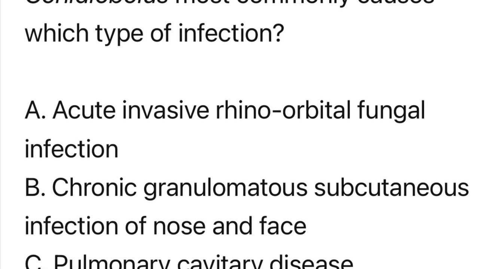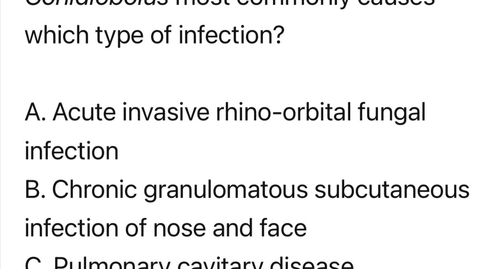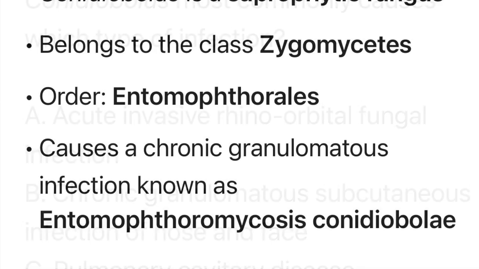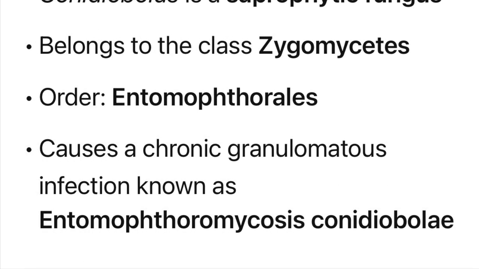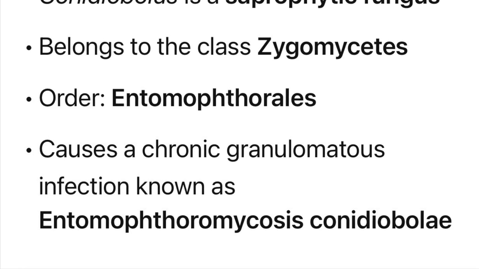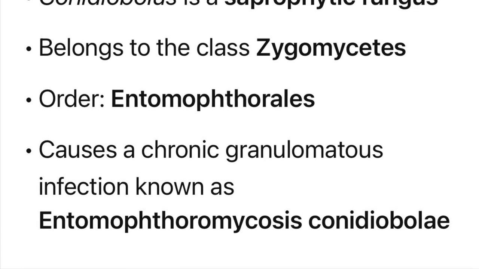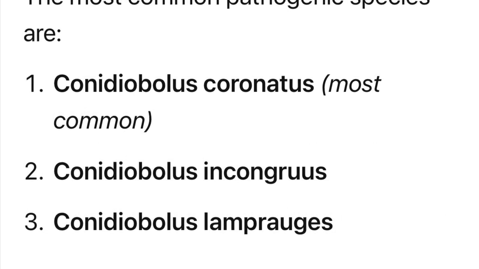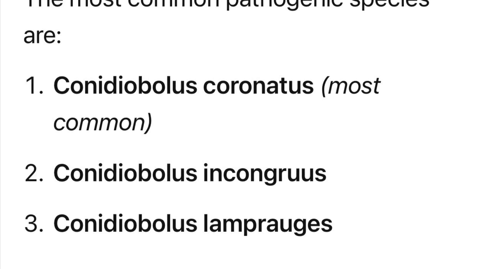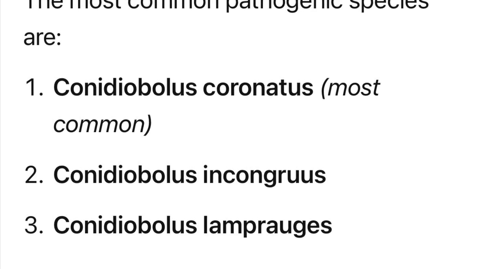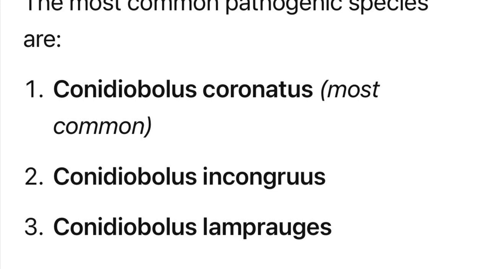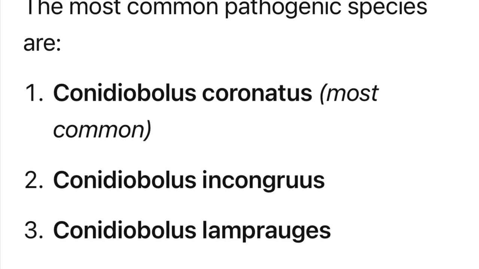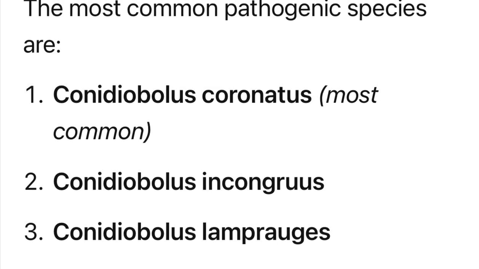Conidiobolus is a saprophytic fungus belonging to the class Zygomycetes, order Entomophthorales, and it causes a chronic granulomatous infection known as entomophthoromycosis conidiobolae. The most common pathogenic species are Conidiobolus coronatus, Conidiobolus incongruus, and Conidiobolus lamprauges. These are the three species found in most cases of this chronic infection.